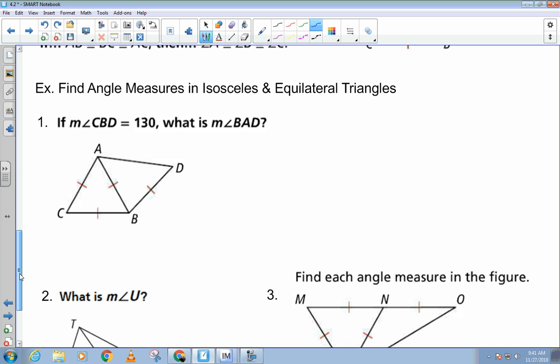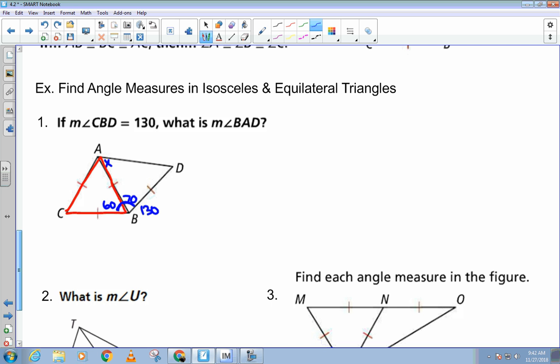Alright, so we want to find the measure of angle BAD, if the measure of angle CBD is 130. BAD is this little angle right there. That's what we want to know. Now, what kind of triangle is this? Equilateral, which means it's also equiangular. And if it's equiangular, what are each one of these angles? 60. So this little angle right here is 60. This whole big angle is 130. So what does it make the adjacent angle?